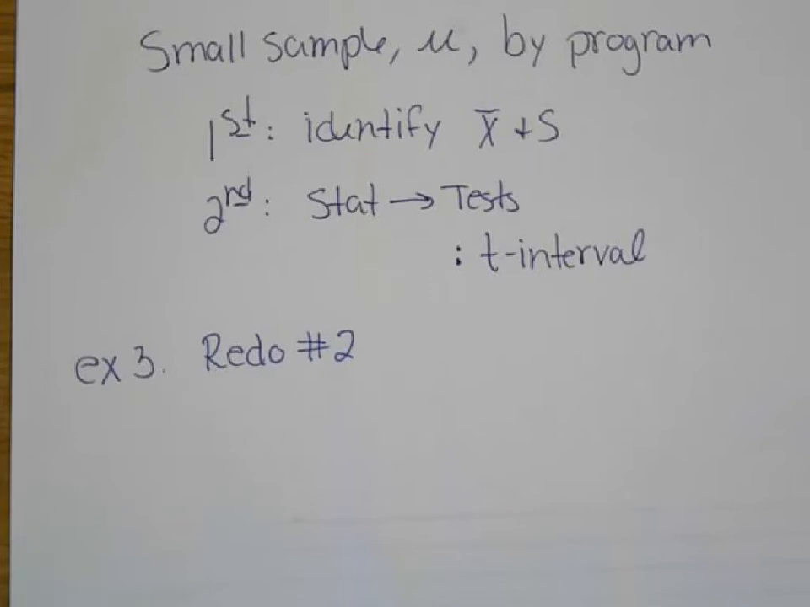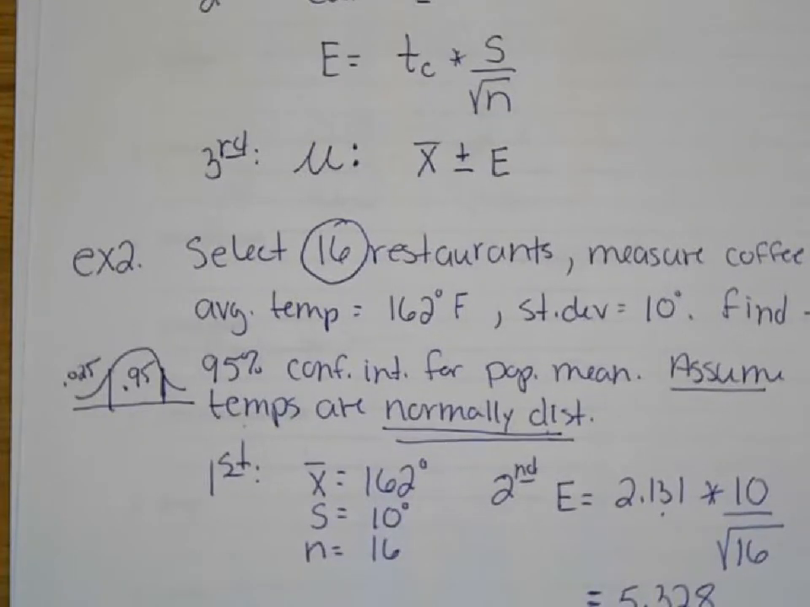So let's see what's in this little program of ours. Over to tests, probably right below Z interval, T interval. We have the stats. The mean was 162, s was 10, sample size was 16. What does the other one mean? Confidence level, so 0.95. And then calculate. And it should be the same answer we just did. Look at that.